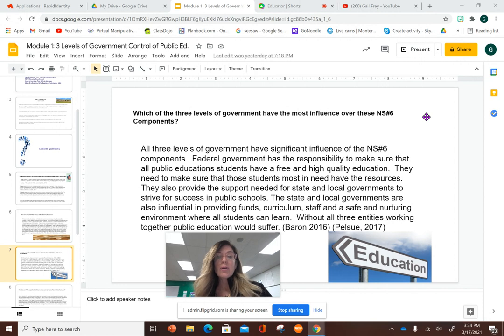The state and local governments are also influential in providing funds, curriculum, staff, and a safe, nurturing environment where all students can learn. Without all 3 entities working together, public education would suffer.